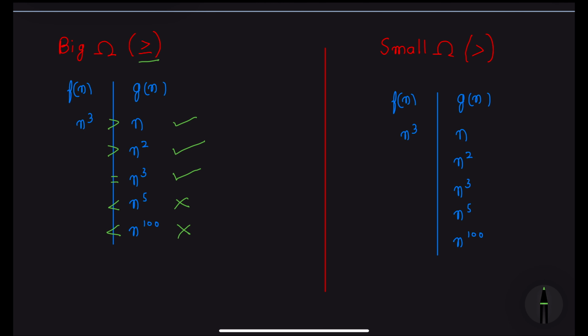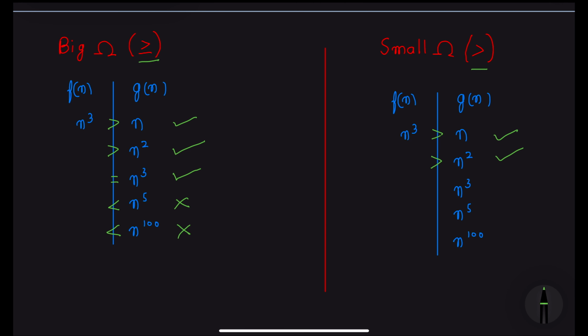Now let's move on to small omega. The difference between small and big omega is that small omega is only greater than and big omega is greater than or equal to. Let's see some examples. We have f(n) equal to n cube and for g(n) we have the same set of functions. The first one is definitely small omega because it is greater than. Second is n square, n cube is greater than n square, so this is also small omega. So these both are small omega.